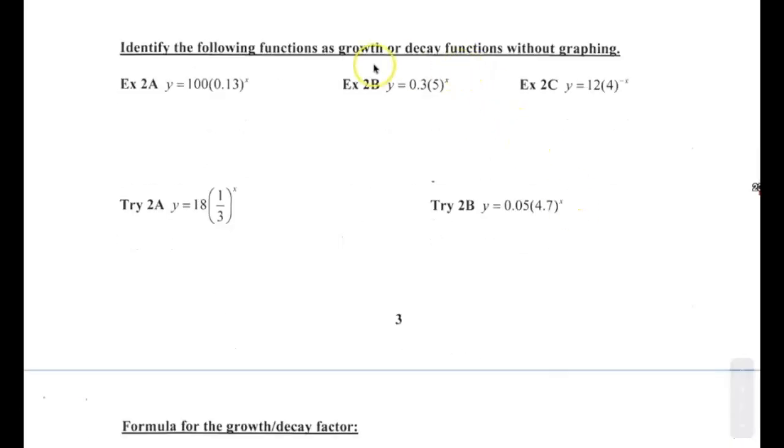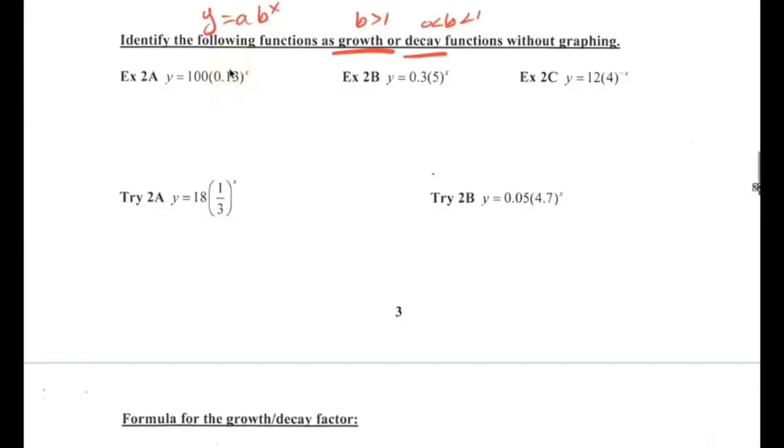Now, can we tell if it's a growth or decay just by looking at the functions, without graphing? Yes, we can. Remember, our generic function is y equals a b to the x. It's a growth if b is greater than 1. It's a decay if b is between 0 and 1, so less than 1 generally. Look at the first one here. That's your b is less than 1. That's a decay. 5 is bigger than 1. That's a growth.